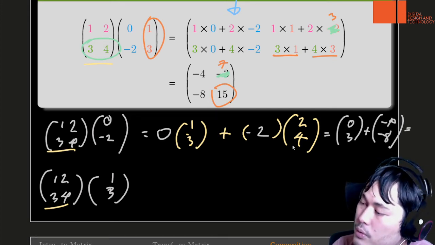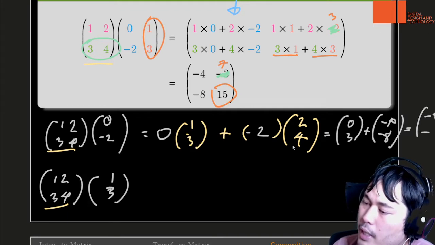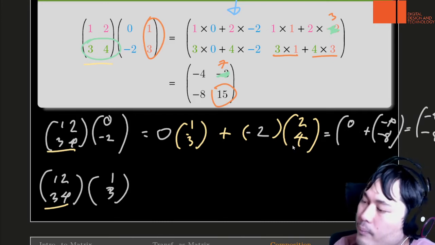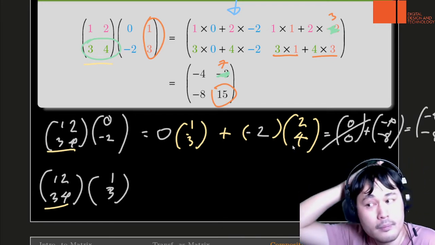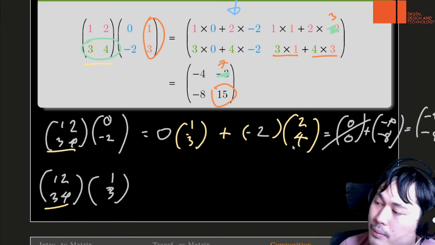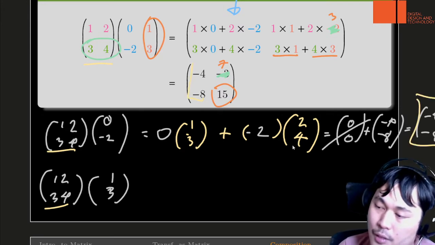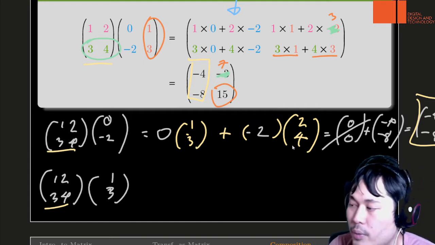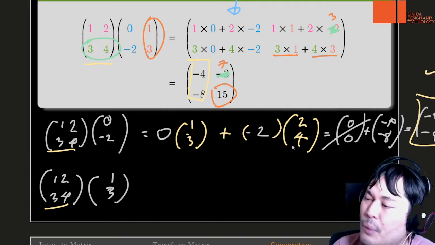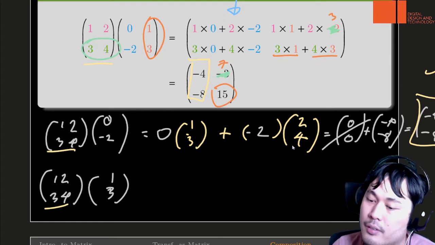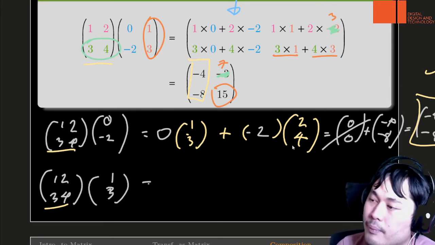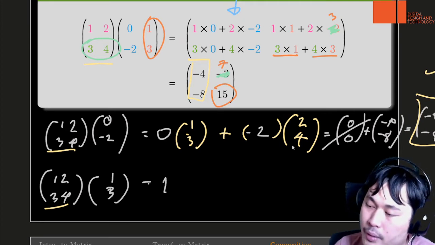So that gives you -4 and -8. Oh, sorry, 0, 0, not 0, 3. So it's gone. And the result here, as you can see, is the first column of the resulting matrix. So we are correct. And for the second column of the result, we repeat the same thing but with this new vector instead. So we have 1 and 3.